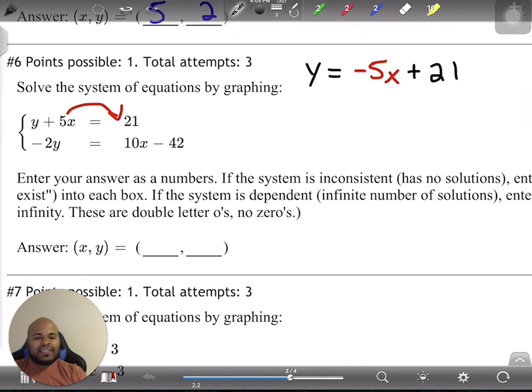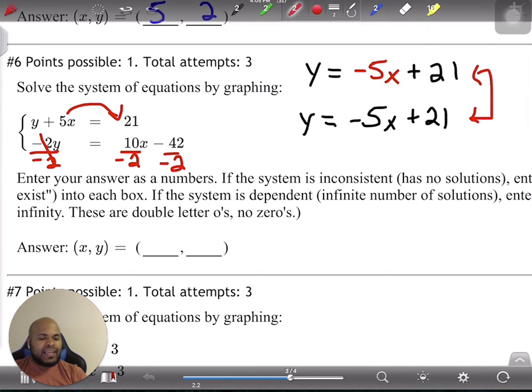And my second step will be to rewrite the second one. Now, the second one, I will have to divide by negative 2 on both sides because that's the only thing that's missing. The term of y is already on the left. It's just being multiplied by negative 2. So using inverse operation, I divide by negative 2. And I'm going to get that y equals 10 divided by negative 2 is negative 5x, and negative 42 divided by negative 2 is plus 21. Hey, look what happened. They're both exactly the same.